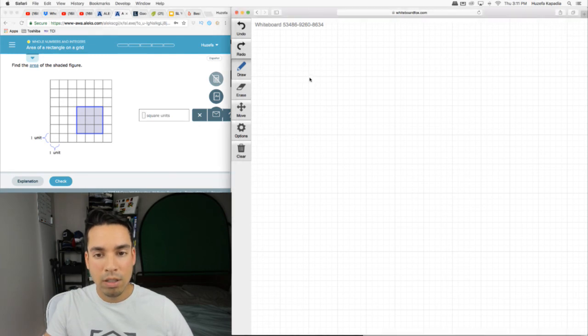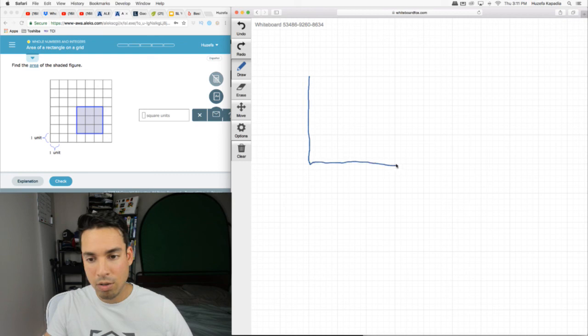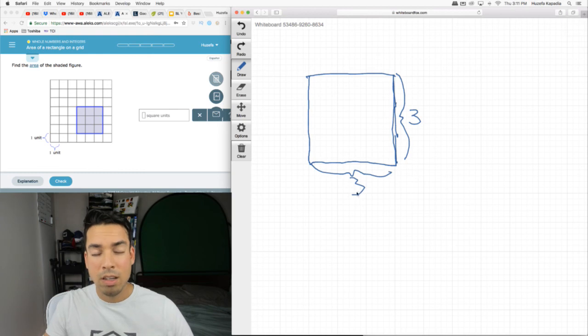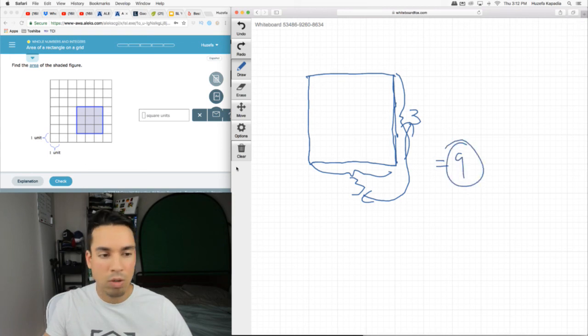But there's another way to tackle this problem if you wanted. The other way to do it is you look at the length of each side, which is 1, 2, 3 singular units. This same side here is also 3 units. Another shortcut to getting that answer is you multiply the length of each side, 3 by 3, and you get the same answer, 9 square units.